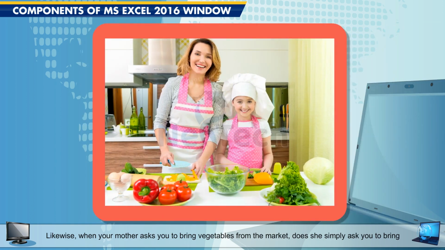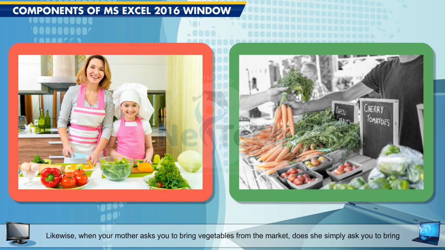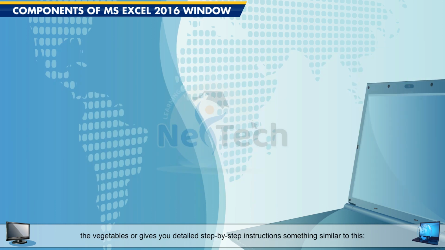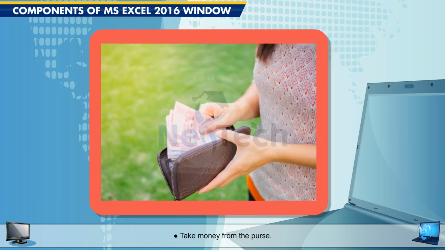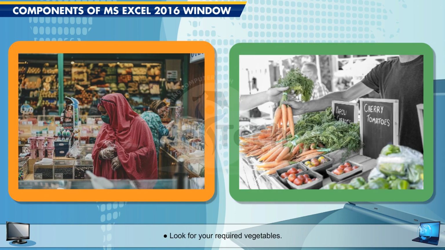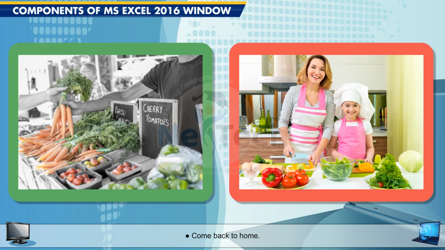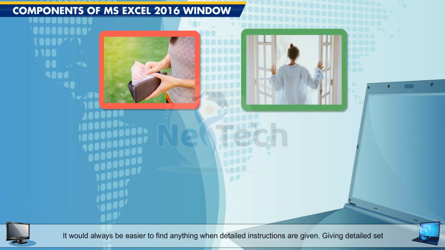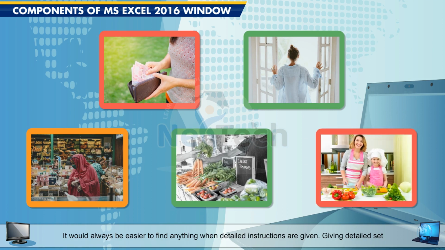Likewise, when your mother asks you to bring vegetables from the market, does she simply ask you to bring the vegetables or give you detailed step-by-step instructions, something similar to this? Take money from the purse. Open the door. Go to the market. Look at your required vegetables. Purchase it as needed. Come back home. It would always be easier to find anything when detailed instructions are given.